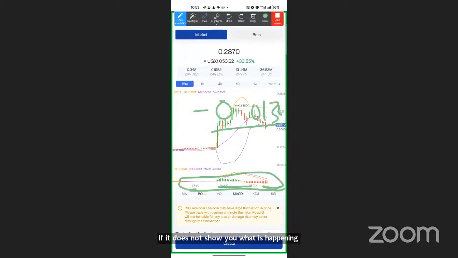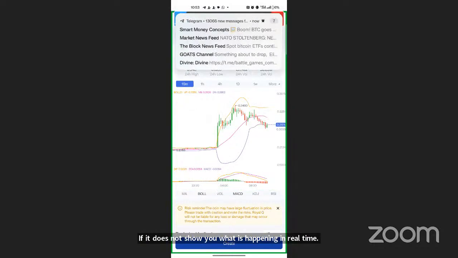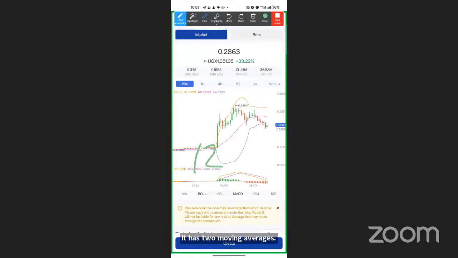Now, on this indicator, it has two lines. It has two moving averages, a 12 moving average and a 26 moving average. Now, the smaller moving average moves fast, the big moving average moves slower.